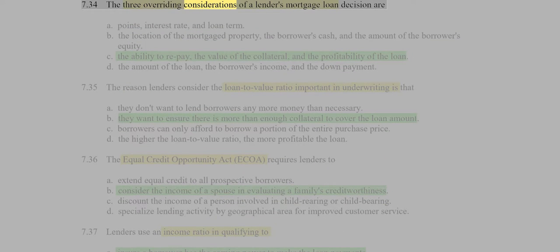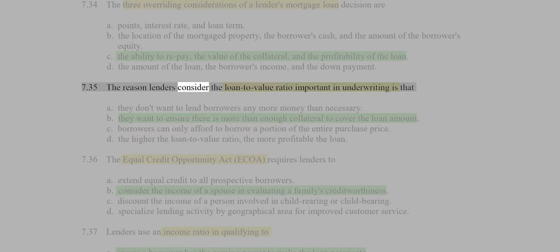7.34 The three overriding considerations of a lender's mortgage loan decision are A. points, interest rate, and loan term. B. The location of the mortgaged property, the borrower's cash, and the amount of the borrower's equity. C. The ability to repay, the value of the collateral, and the profitability of the loan. D. The amount of the loan, the borrower's income, and the down payment.